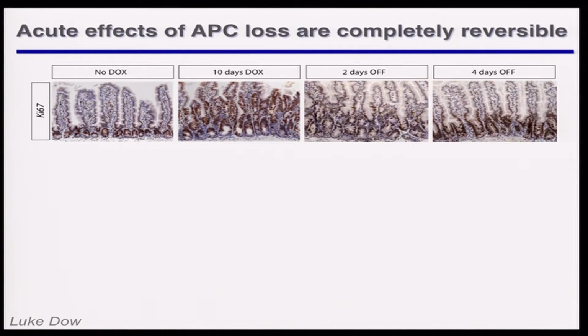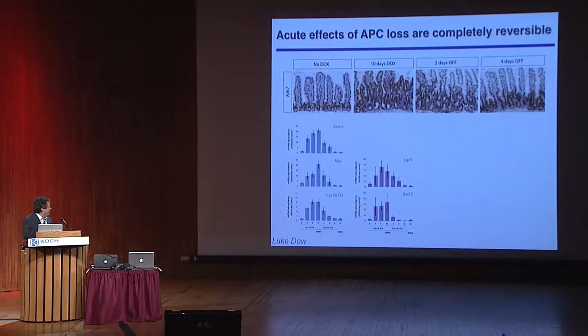Now, importantly, the effects of APC suppression on this phenotype are completely reversible. So if we remove doxycycline after 10 days, everything goes back to normal. And you can see that just looking at proliferation here. And we can look at target gene expression, again, isolating intestinal epithelium. Here we're looking at Wnt targets. Add dox, these genes become deregulated. Take it away, it goes back to normal. And again, if we look at markers of stem cells, again, a very similar pattern.